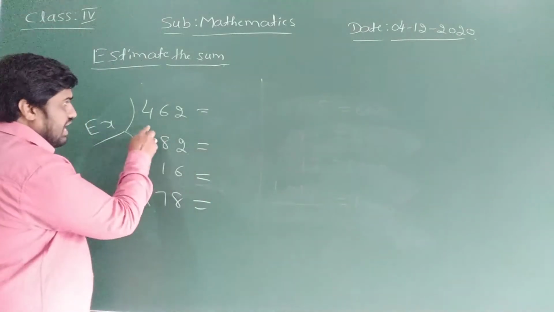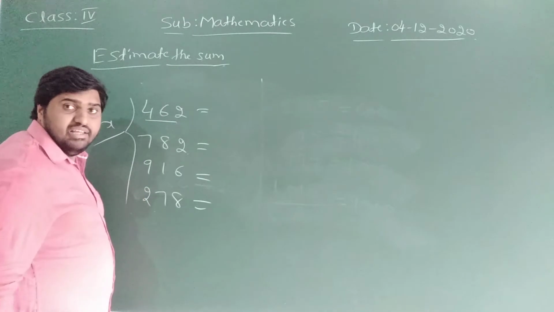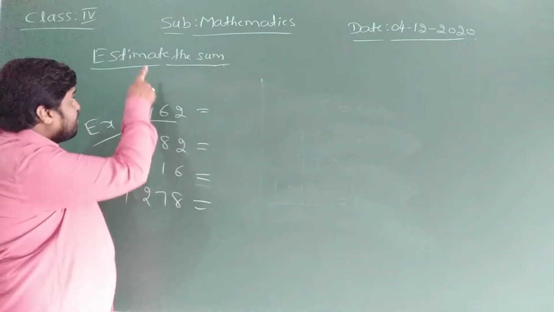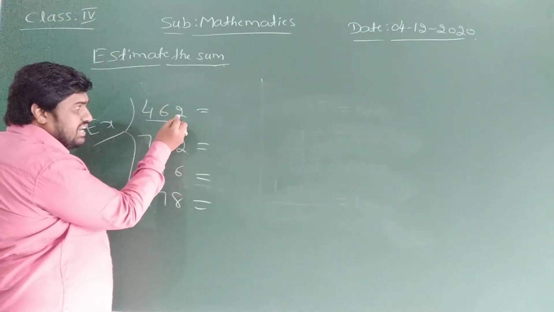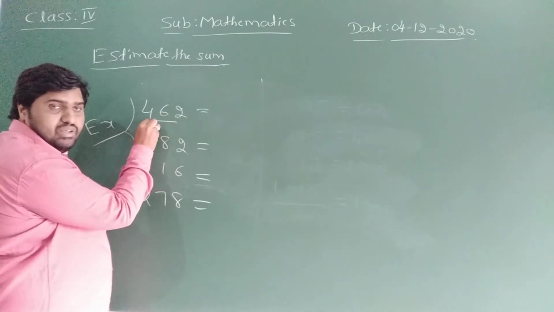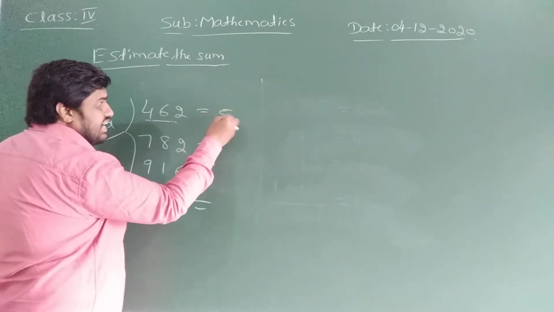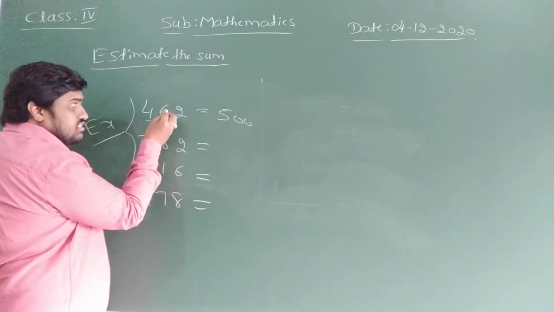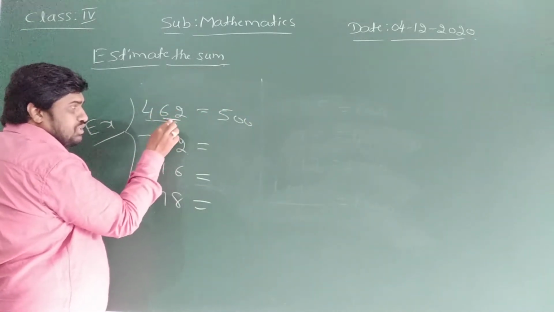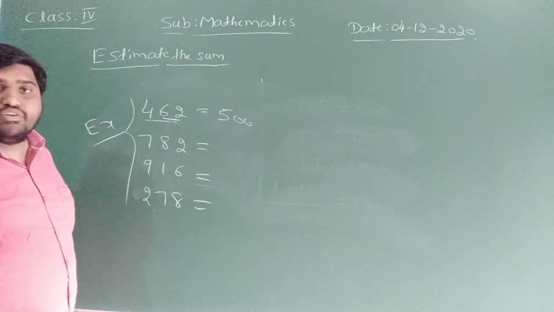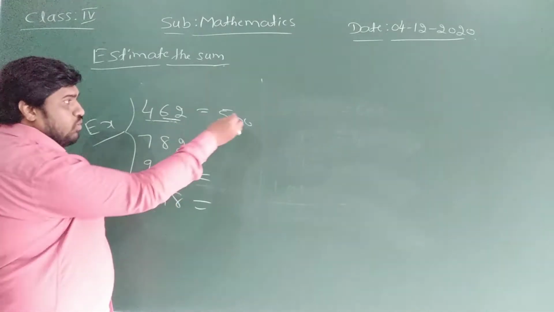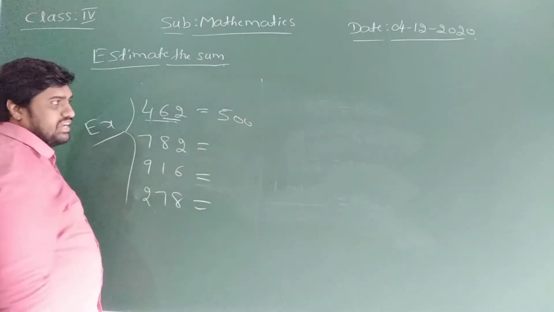Okay, see 462. How to round off children? We have to round off or estimate to the nearest 100. Unit 10, 100. Okay, 462 is near to 500 because it is more than 50. See, 62 is what? More than 50. If it is more than 50, then we have to go to the nearest 100, that is 500.